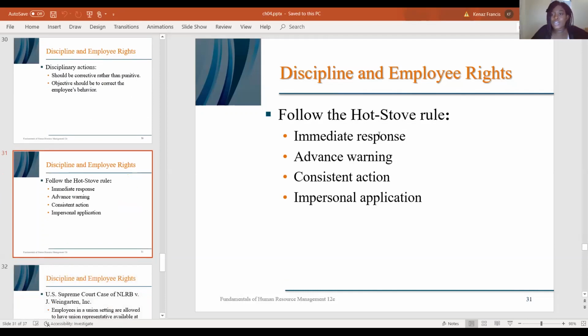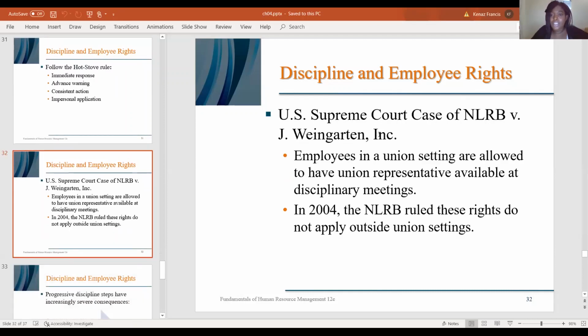All right, so the hot stove rule. When you're dealing with discipline: immediate response, advance warning, consistent action, and personal application. All right, so this is just a case. Not going to go through those details with you.